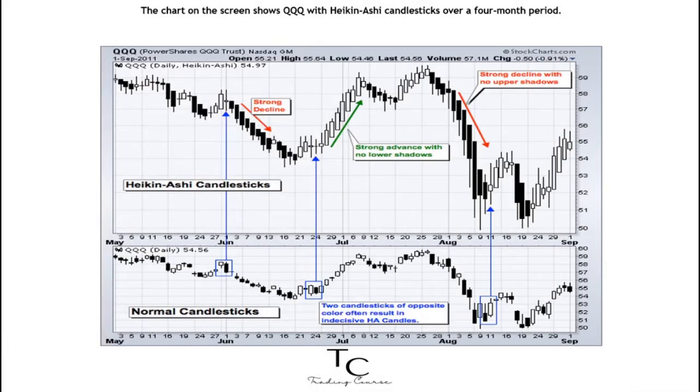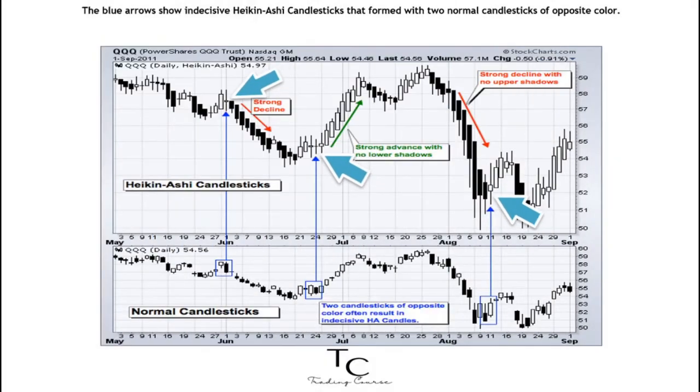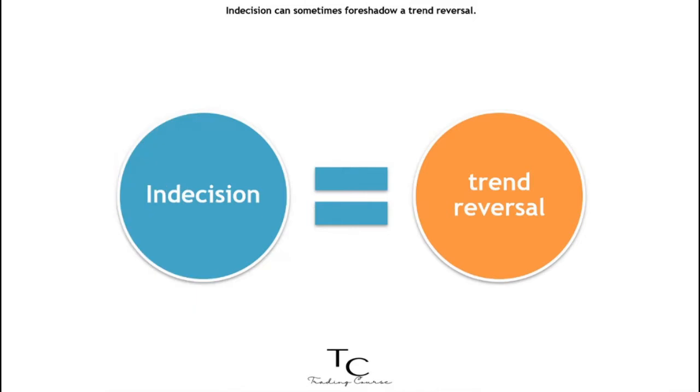The chart on the screen shows QQQ with Heikin Ashi candlesticks over a 4-month period. The blue arrows show indecisive Heikin Ashi candlesticks that formed with 2 normal candlesticks of opposite color. Indecision can sometimes foreshadow a trend reversal.